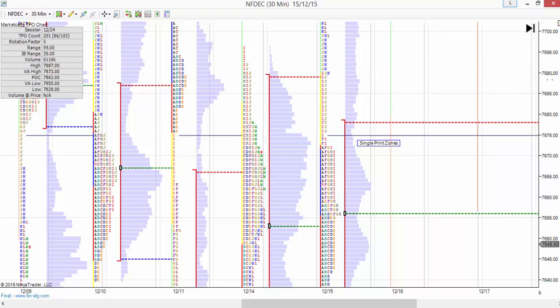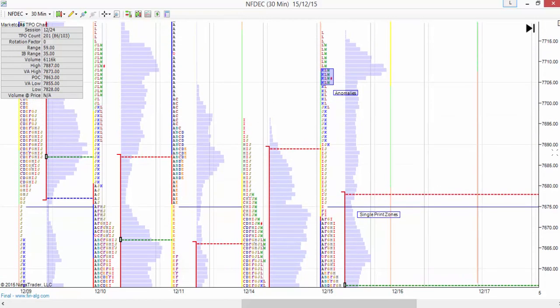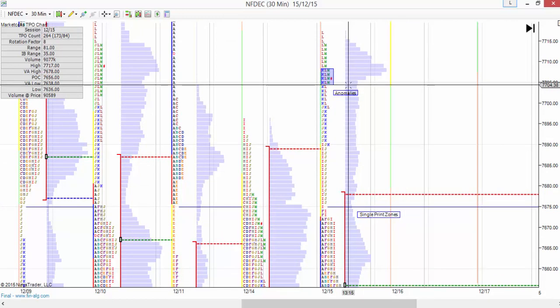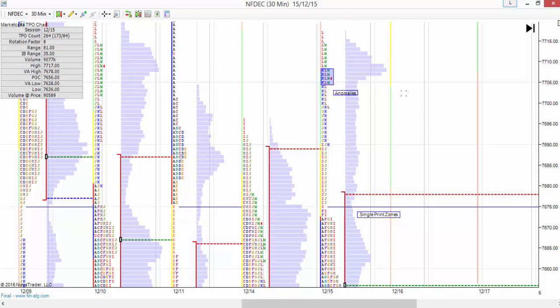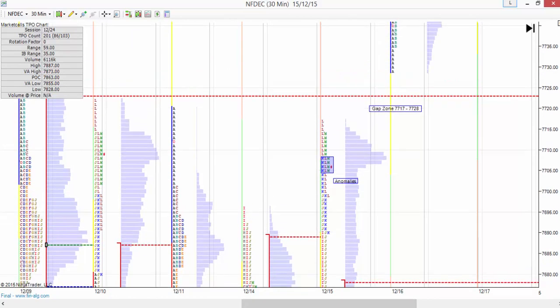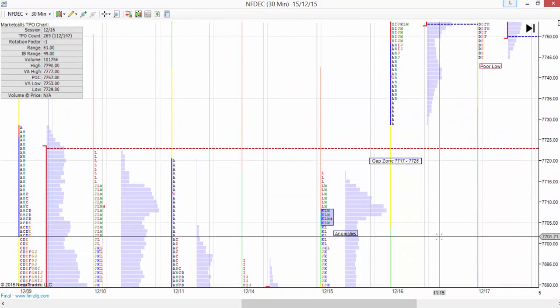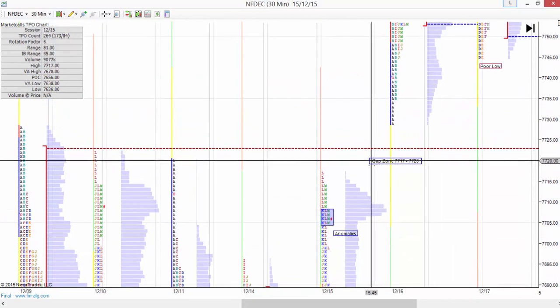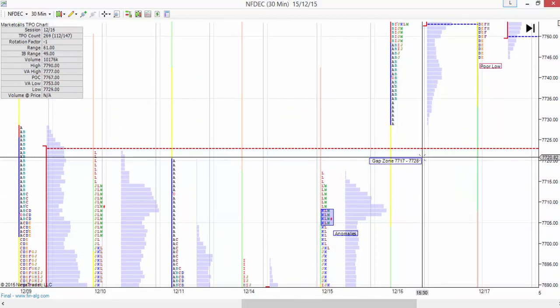And then we have a couple of anomalies that have formed. One of the anomaly zones is around 7704. It happens on the 15th of December. Following the 15th of December, we have a gap up. It's more likely a sentimental gap up. The gap zone remains unfilled. 7717 to 7728 is the gap zone range.